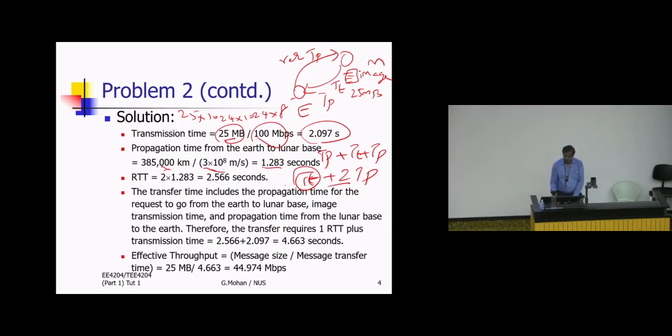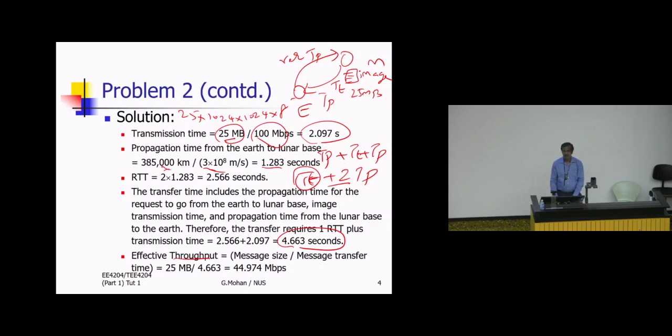Now, when you add everything, you get 4.663 seconds. That means you start the time when the request is sent. Within 4.663 seconds, the request will reach the lunar colony, the image will get transmitted, and you'll get the entire image down within 4.6 seconds.